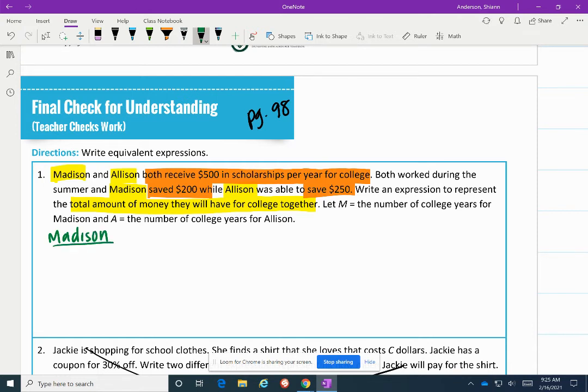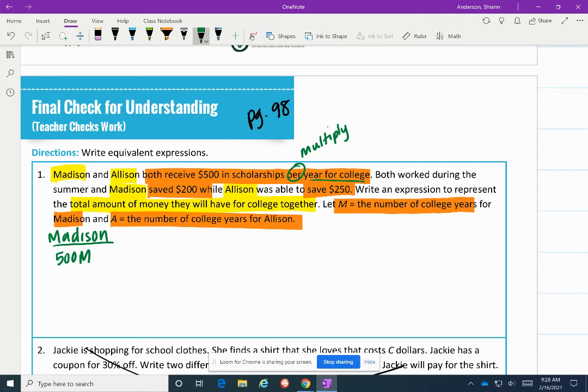Madison received $500 per year, so we have that per again. That just means to multiply. So we're multiplying 500 times the years of college. So remember down here we have that I didn't highlight. Let M equal the number of college years for Madison and A the number of years for Allison. So we're going to multiply 500 times M. And then it says Madison saved $200. So we're just going to add $200.